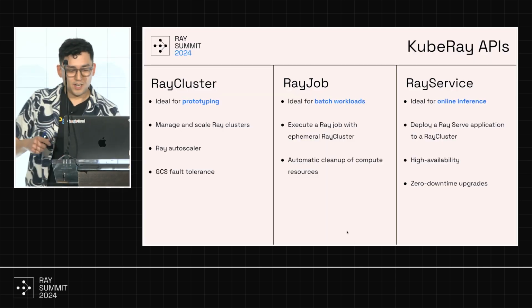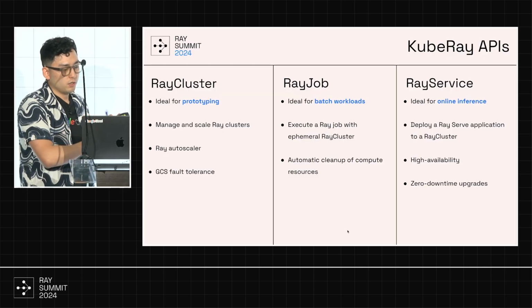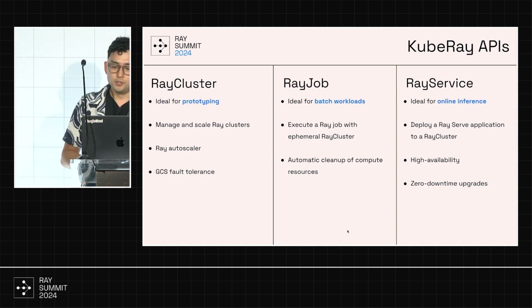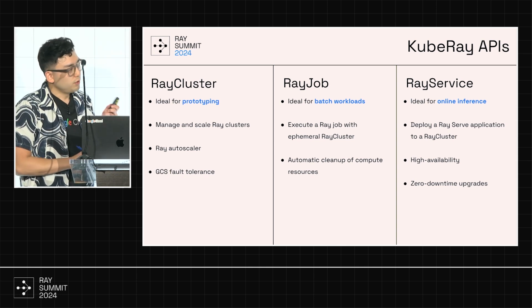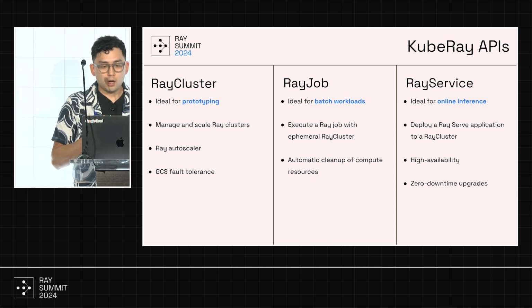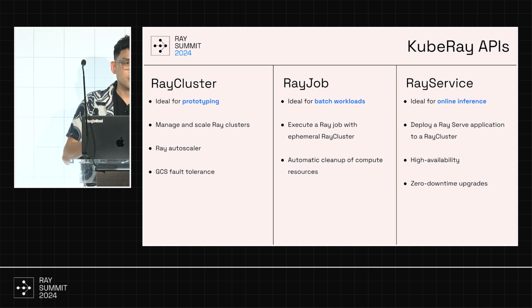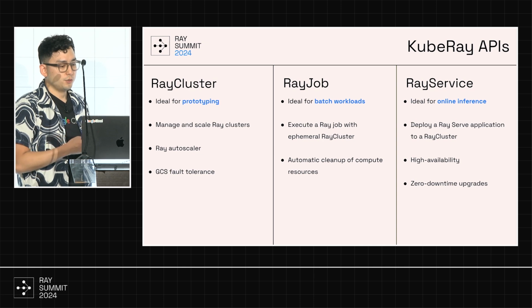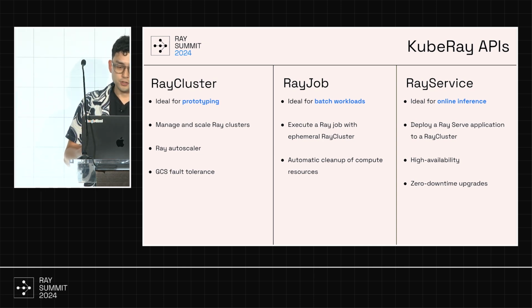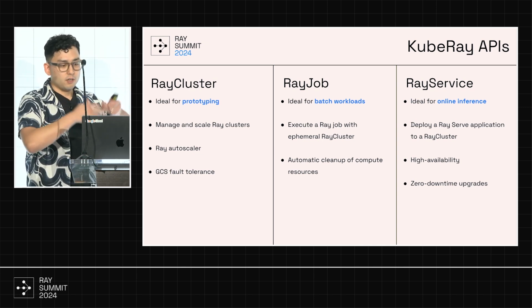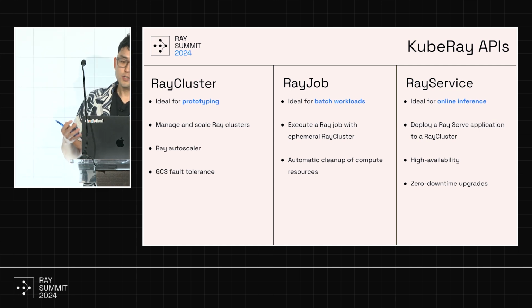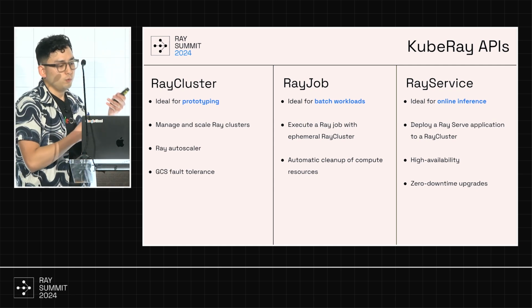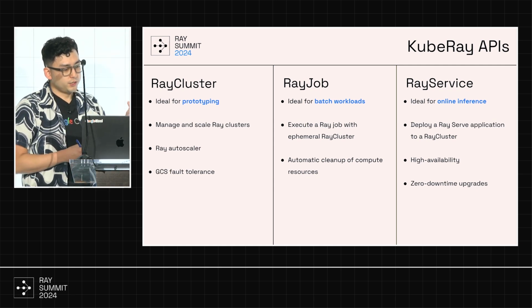It also supports more advanced capabilities such as integration with the Ray Autoscaler and configuration of GCS fault tolerance. In general, we find that Ray Cluster is really ideal for managing Ray clusters for prototyping, development, experimentation, and providing that remote execution environment for data scientists and researchers. When you want to scale out Ray jobs into larger production environments or run batch workloads with Ray, we generally recommend using the Ray job custom resource.